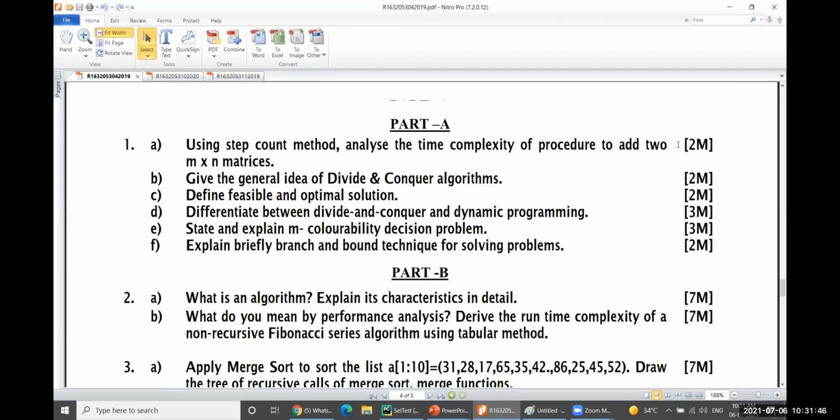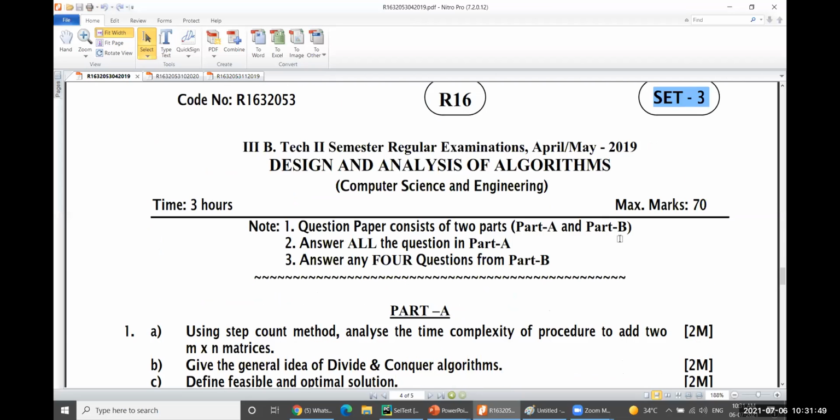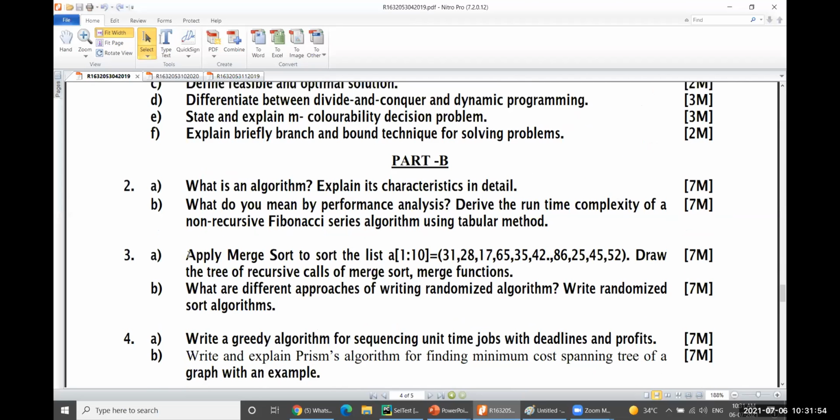This is Set number 3, April-May 2019. Apply merge sort to these particular elements and draw the tree of recursive calls of merge sort using merge functions. Both the merge and merge sort functions will be drawn here. When things are given in such a way, please remember how this must be written something like this.